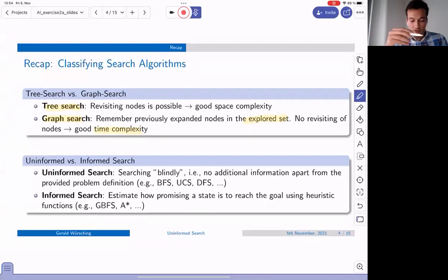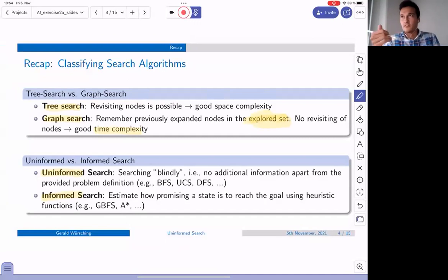However, our space complexity is of course worse because we have to store additional information. We have to keep this explored set, which is additional memory. Now, the second classification we do in this lecture is the high-level classification of algorithms into uninformed and informed search. So today we're only going to look at uninformed search.